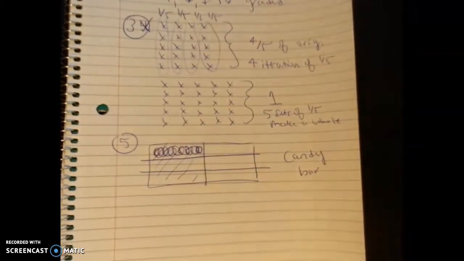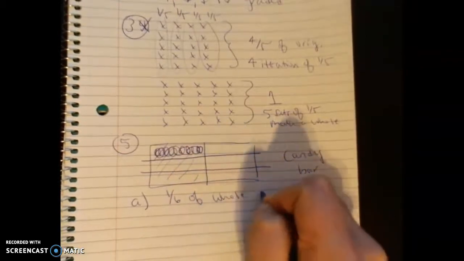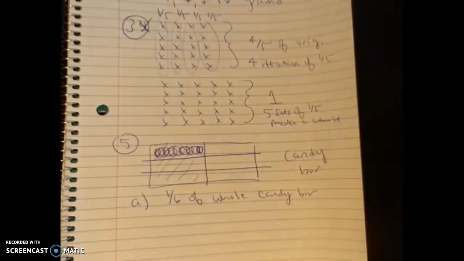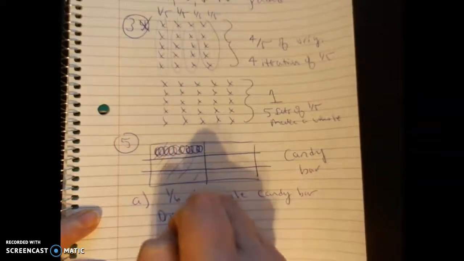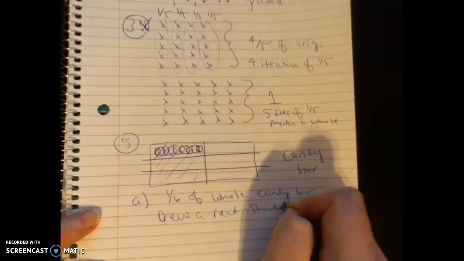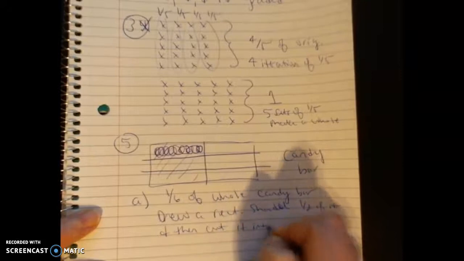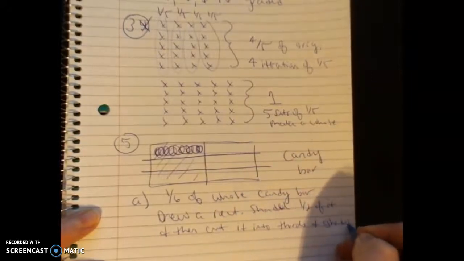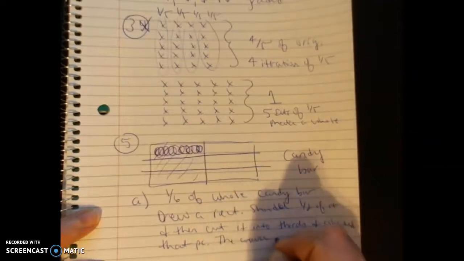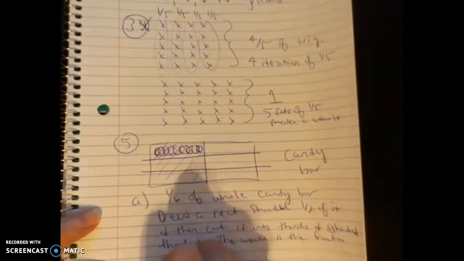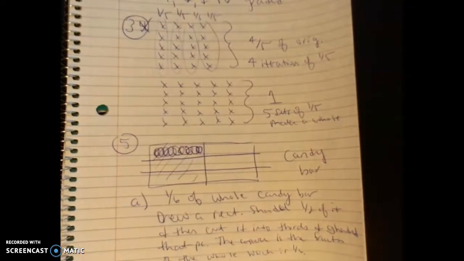Okay, so A is what fraction of the candy bar did Cameron get? Well, you can now see the new unit is 1/6 of the whole candy bar. All right, make a math drawing to help you solve this problem and explain your solution. So basically, I drew a picture, drew a rectangle, shaded 1/2 of it, and then cut it into thirds and shaded that piece. The answer is the fraction of the whole, which is 1/6.